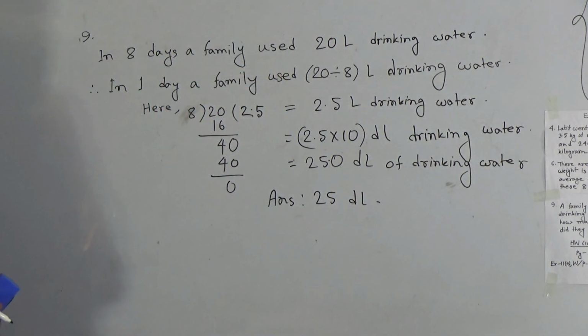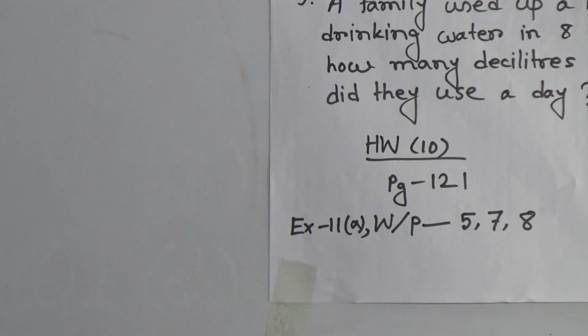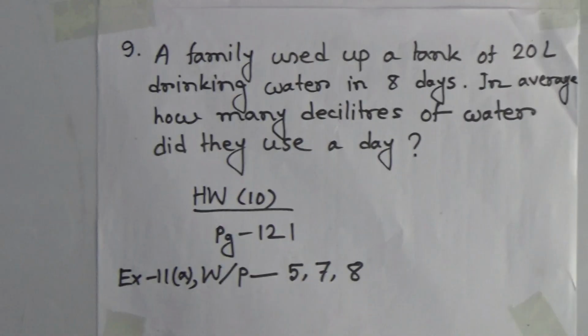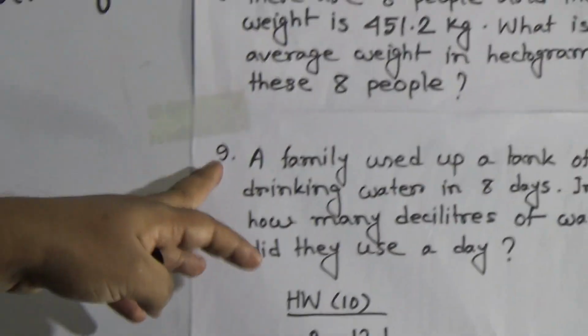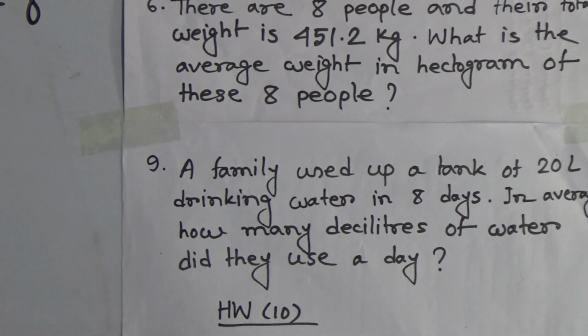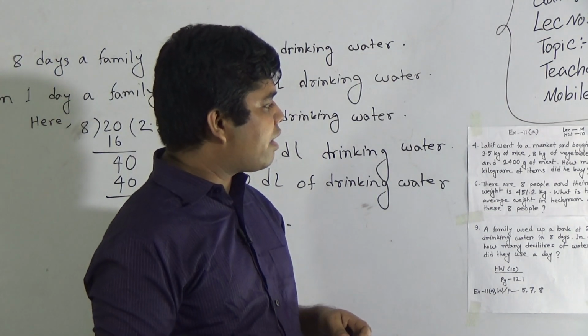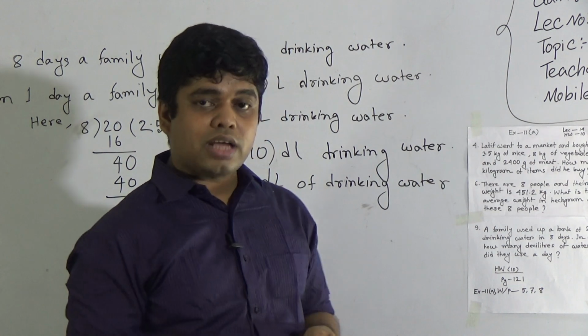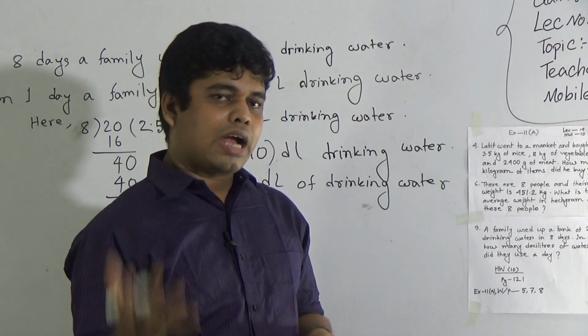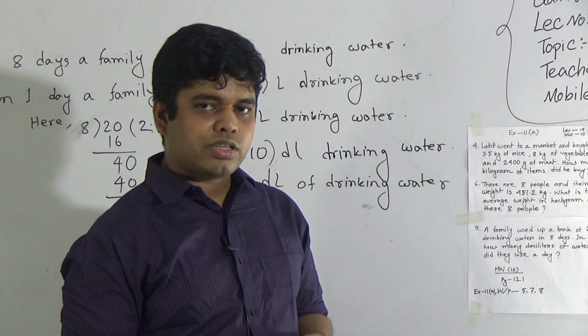Dear student, I hope you have understood. Next question number 5, 7 and 8 will be your SW. My dear student, these three problems are so easy, just like question number 6 and 9. You read this question carefully. At first you read the questions very carefully. Then you can easily find in which unit the question asks you to find the answer. After converting that unit, you do division or multiplication, then you get the required answer.